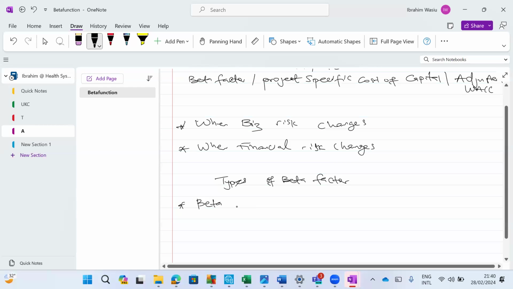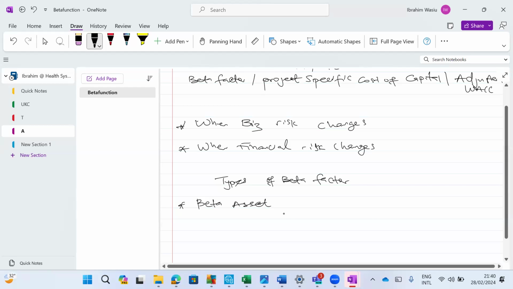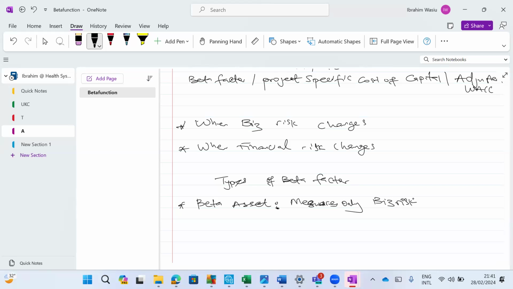beta asset, or asset beta. This beta measures only business risk. Okay.